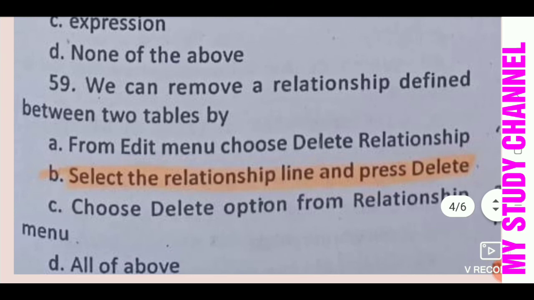Next question is, we can remove a relationship defined between two tables by. The first option given is, from the Edit menu choose Delete Relationship. The second is, select the relationship line and press Delete. So here the answer is, we can remove a relationship defined between two tables by selecting the relationship line and pressing Delete. Option B is the right answer.